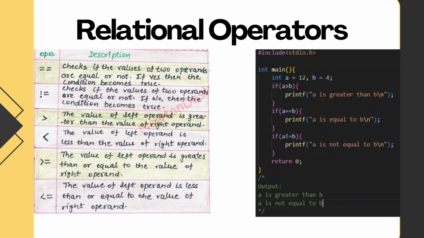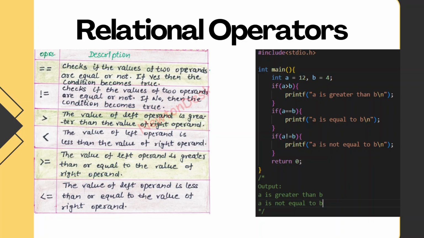Greater than: the value of the left operand is greater than the value of the right operand. Less than: the value of the left operand is less than the value of the right operand. Greater than equal to: the value of the left operand is greater than or equal to the value of the right operand. Smaller than equal to: the value of the left operand is less than or equal to the value of the right operand.